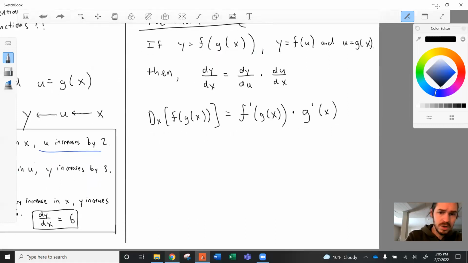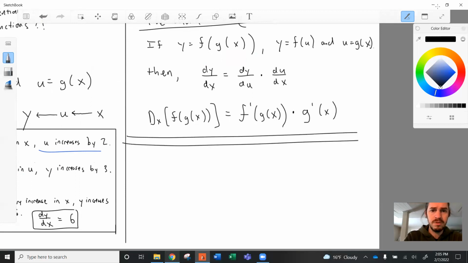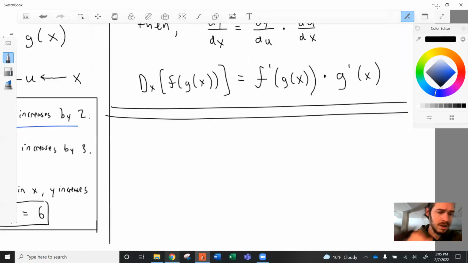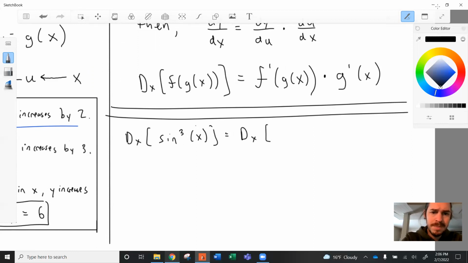So now we'll do an example. And in the next video, I'll do a bunch. Let's use up this little space down here to do an example. Let's say you want to do the derivative with respect to x of sine cubed. Okay, well, first of all, let's remember that what that means is take the sine of x function and cube it. So this is a composition of functions.